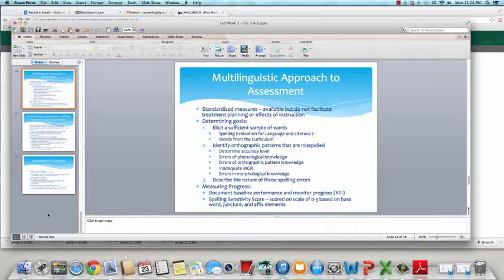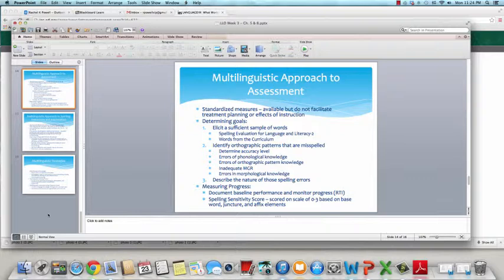And then a morphological error would be something misspelled, such as talked with a T, TALKT, for talked, past tense. It's phonologically correct, but it doesn't follow the morpheme rules that we have. So you can use this assessment to measure progress. You want to document baseline performance and monitor their progress, again following that RTI framework and model.